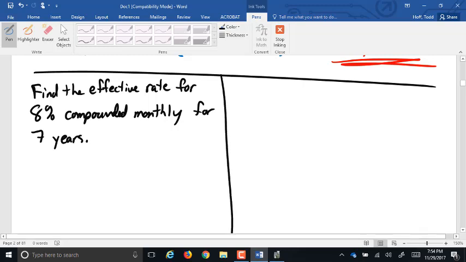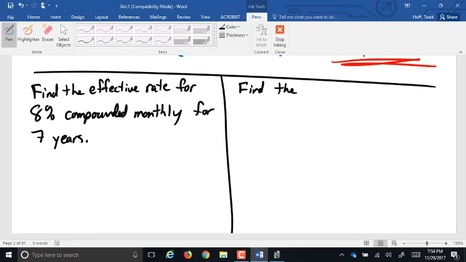Find the effective rate for 8% compounded monthly for 7 years. It doesn't matter what principal you pick. Pick whatever number you want and put it in there. Somebody said 10,000. That's a great, nice round number. That's what I usually use.